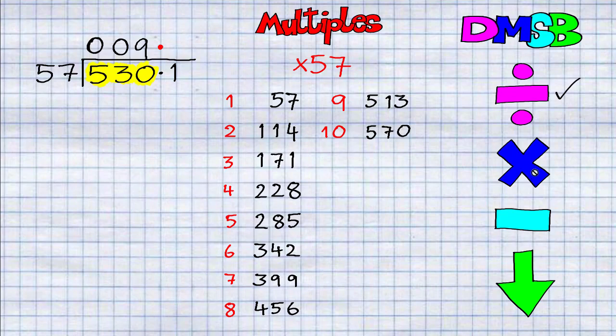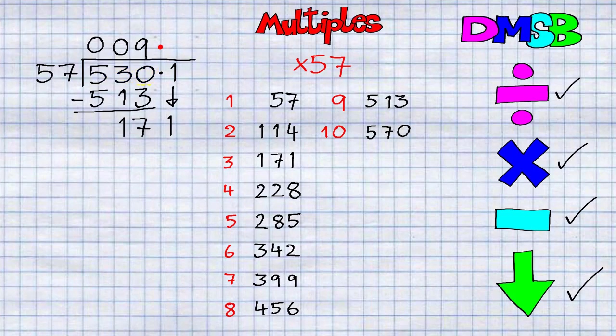Next, we have to multiply. So 57 by 9, we know from our multiples, is 513. So we can put a tick beside our multiplication symbol. After that, we have to subtract. So we know 530 take away 513 is 17. So we can put a tick after our subtraction symbol. And next, we have to bring down. So we bring down this 1, and we end up with 171. So we can put a tick beside our bring down symbol.